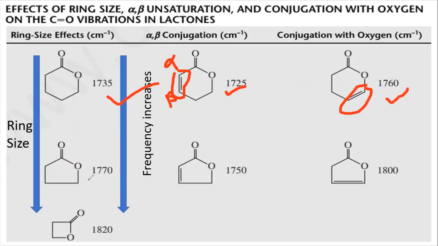The same will be the case for the 5-member ring also. It is for the 6-member ring, and it is for the 5-member ring, so you can observe the same behavior. You have to understand and memorize. With an increase in ring size, the frequency decreases. With a decrease in ring size, the frequency will increase. If the conjugation is to the nearby carbonyl, the frequency will decrease. But if it is in conjugation with the oxygen, C single bond O, the frequency will increase. These are the key points which you have to make very clear to get success in your interviews, competitive exams, and your career.